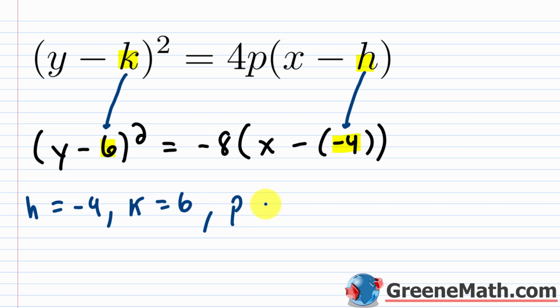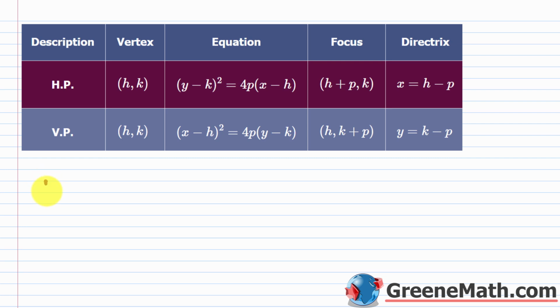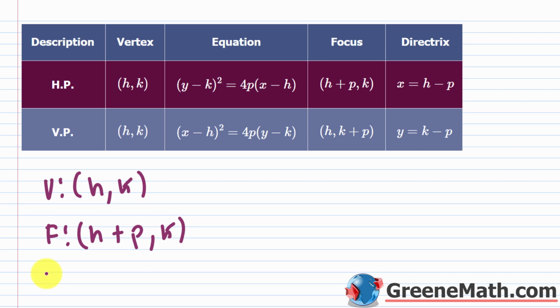So the p-value here, you're going to solve 4p equals negative 8. Again, that's coming from this being matched up with this. So 4p is equal to negative 8, and we're going to divide both sides of the equation by 4. This would cancel, and you're going to get p equals negative 8 over 4, which is negative 2. So p is equal to negative 2. We're working with a horizontal parabola. So for the vertex, again, it's h comma k. For the focus, now we're going to have h plus p comma k. And then for the directrix, this is a vertical line, so it's x equals h minus p.